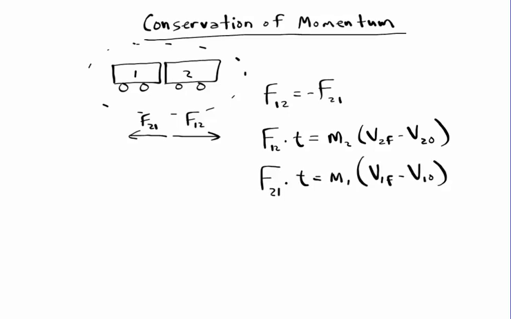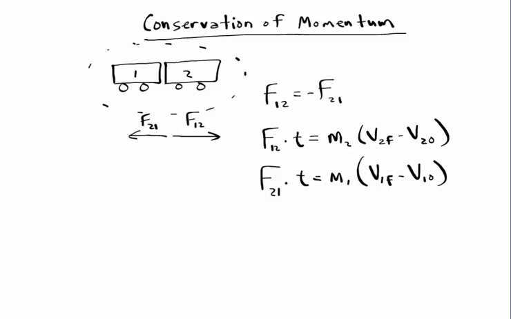Now these are equal and opposite. I can assume that the times have to be exactly the same, because I can't imagine an object touching another object for a different amount of time than that object touches it back. So we have to assume that those are the same.